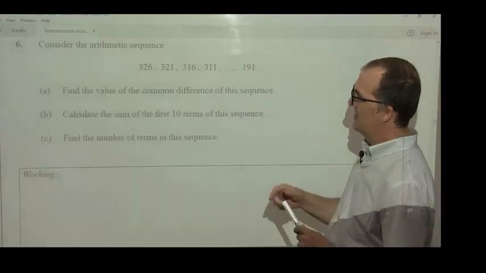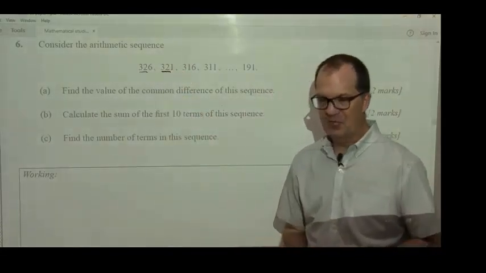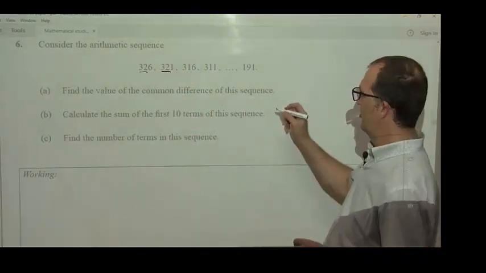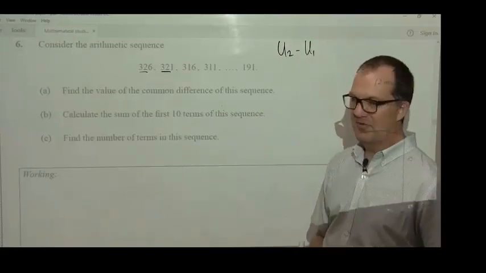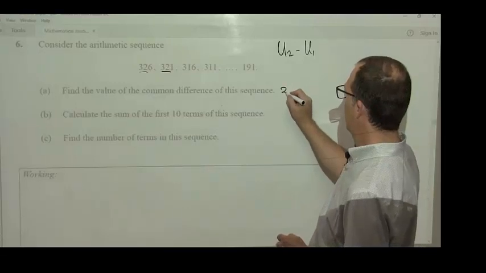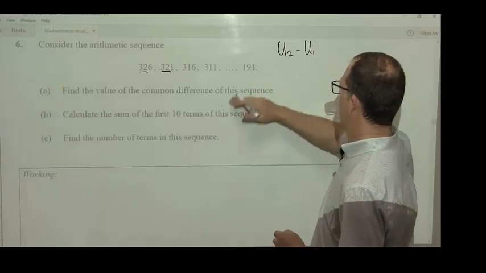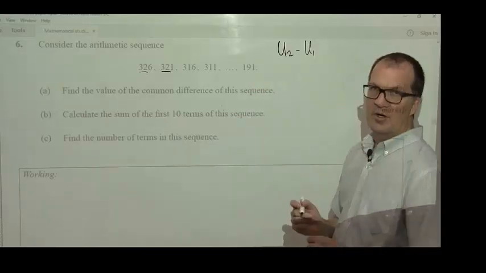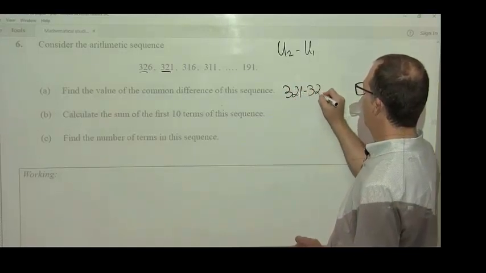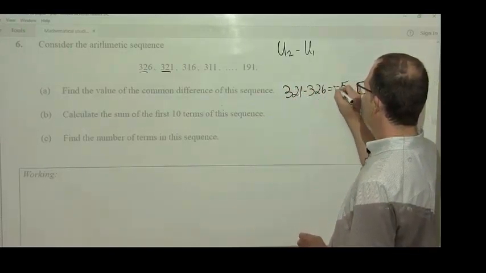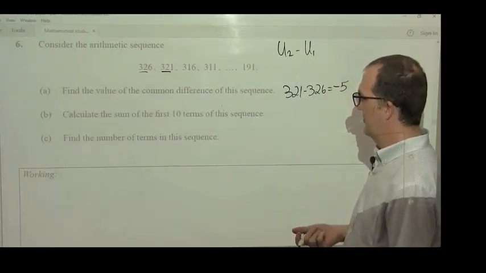And basically to find the common difference, you take one number and subtract the number that came before it. So you can think of it as take one number and minus the one that came in front of it. 326, sorry. So I have 321 minus 326, and that will be negative 5. And that negative 5 is important because that is the difference.